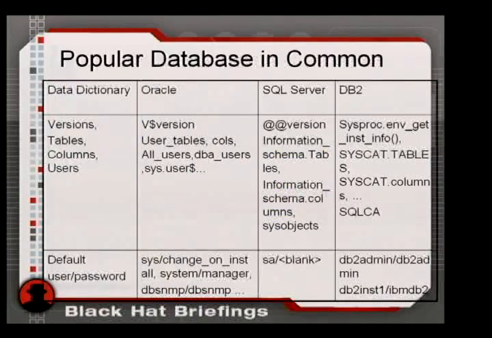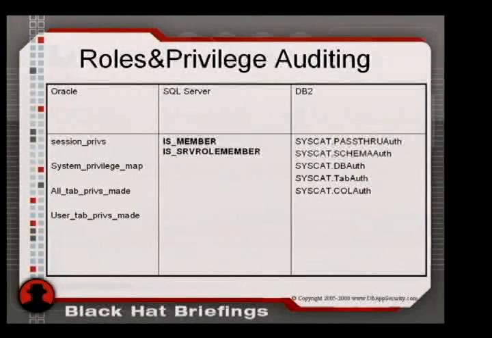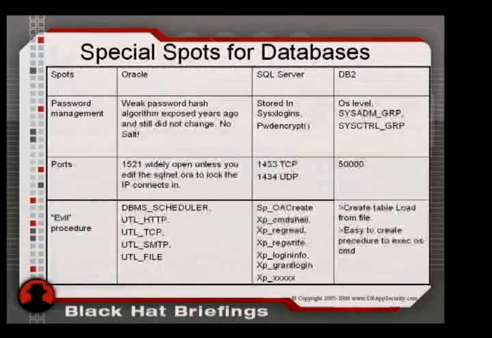So I will skip some of the slides since it's pretty much detailed in the slides. For example, you can see many things are common in different databases: roles and privileges, default passwords, special spots for different databases, password management, and procedures. Here's another interesting part from different kinds of databases. I will also mention that later on in the demo as well.